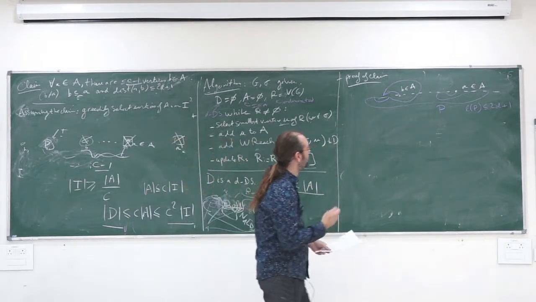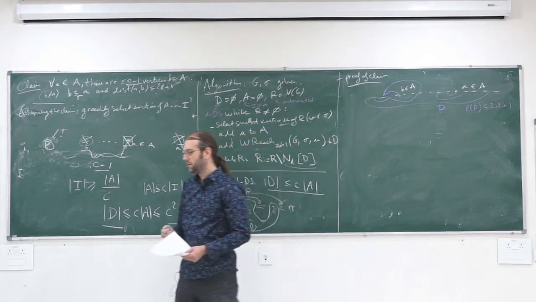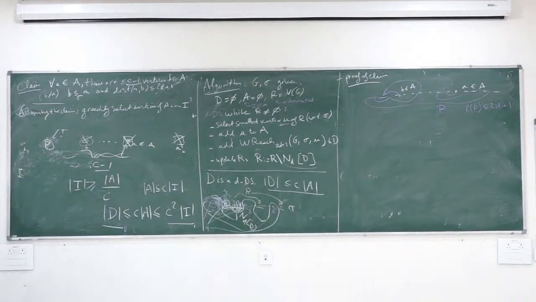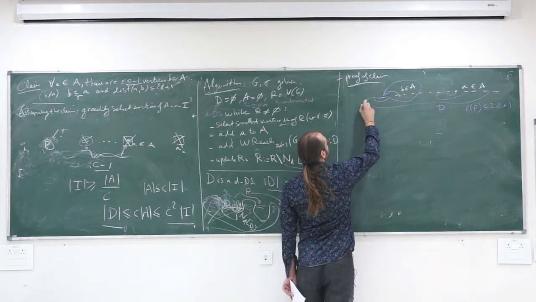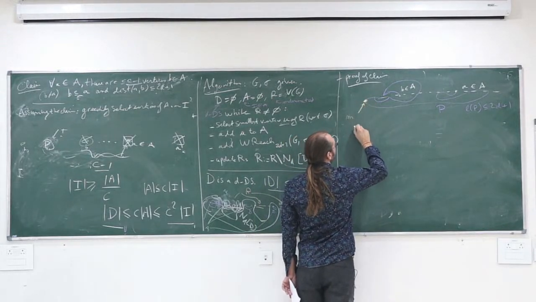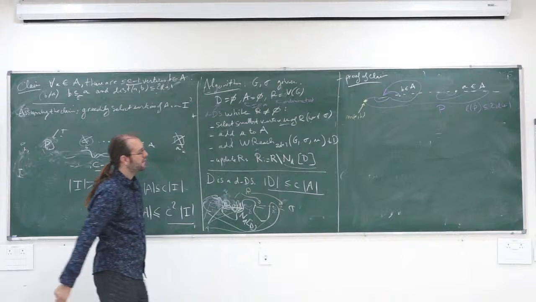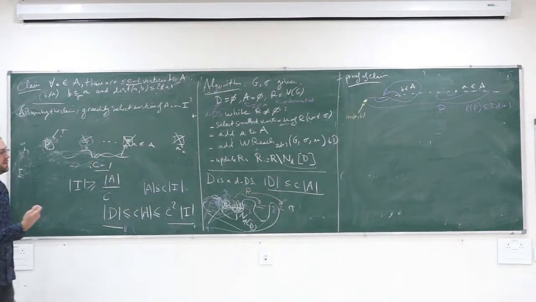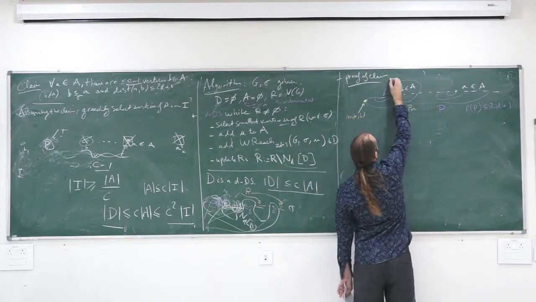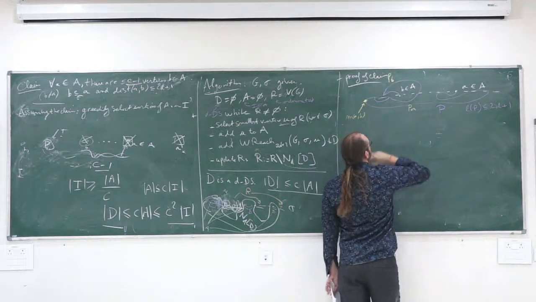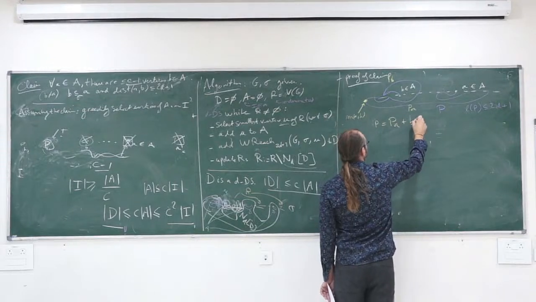Okay, let's decompose the path into two. As usual, a similar trick. Let's look at the minimum, which is this. P is PA concatenated with PB.